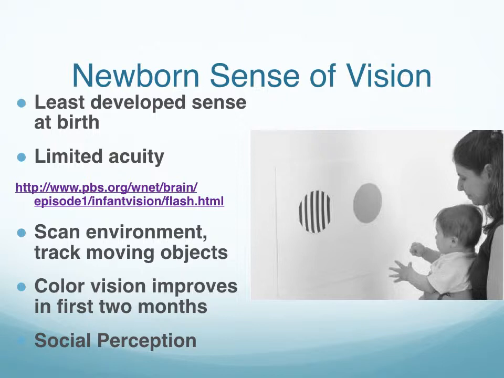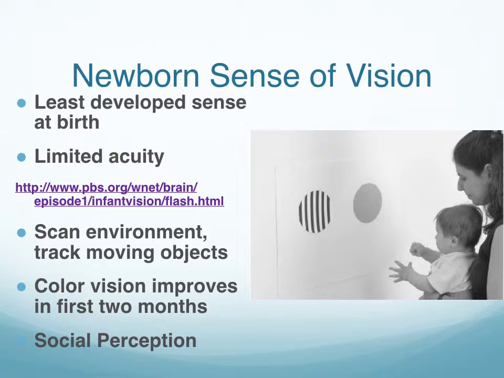It's part of the Secret Life of the Brain series, and one of the parts of the website looks at infant vision and gives you a comparison of what a newborn sees versus what an adult sees, and it really gives you an indication of how poor, how limited their acuity is. So they're not really seeing very well early on, but by about 6 months, they're seeing almost at adult levels.